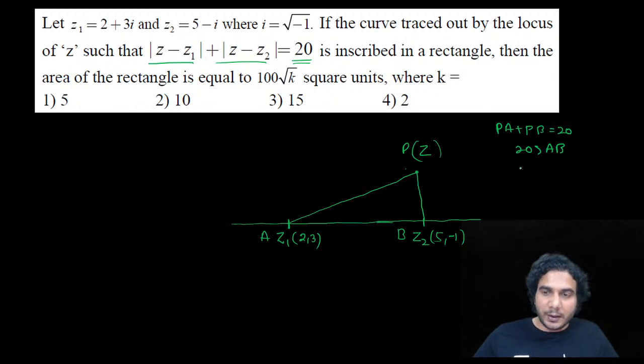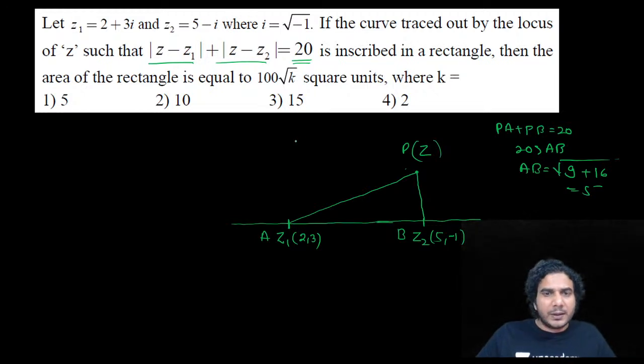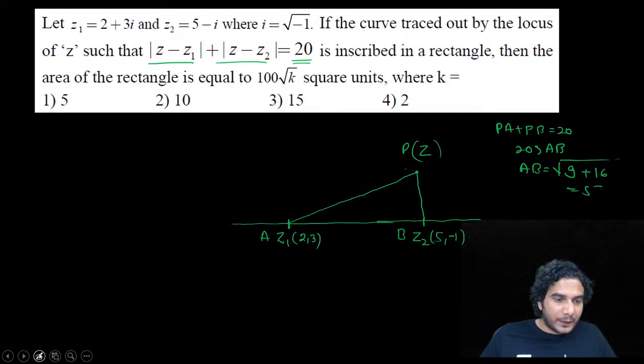So let's check AB. What is AB? Apply the distance formula. 5 minus 2, so 3 square, 9, plus 3 minus minus 1, 4 square, so 16. So it is going to be 5. So AB is 5. It's obviously smaller than PA plus PB. So this triangle will be formed, and if a triangle is formed and the sum of distances of P from two fixed points is constant, then the locus of P is an ellipse. Okay. So now let's draw that ellipse.